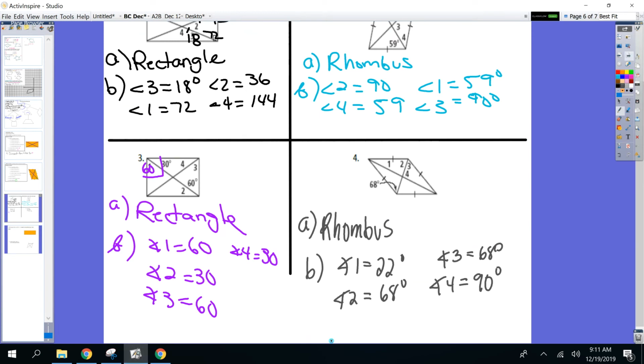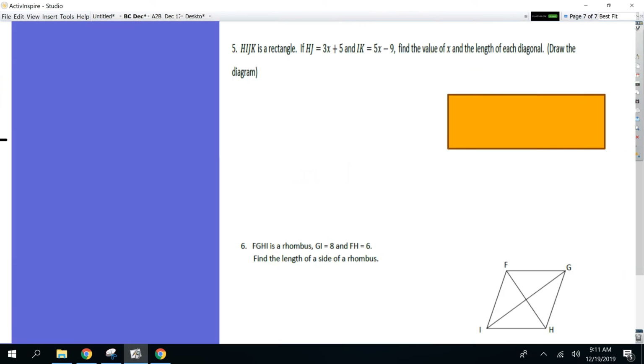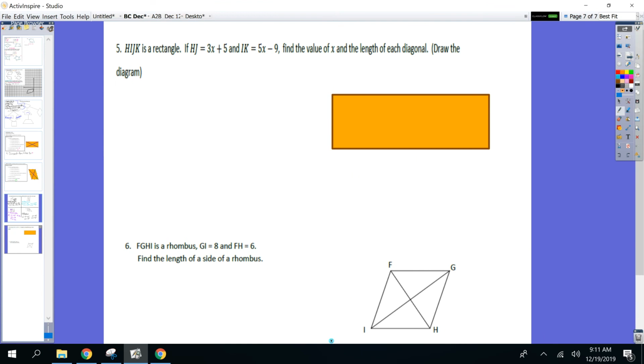Okay, here we go. Rectangle HIJK. Quick reminder, how do we label any quadrilateral? Clockwise or counterclockwise? Because if you start going diagonally, you're going to throw off the whole problem. What's HJ in this problem? Diagonal. You label it incorrectly, it becomes a side, and that's the problem. And IK is also a diagonal.